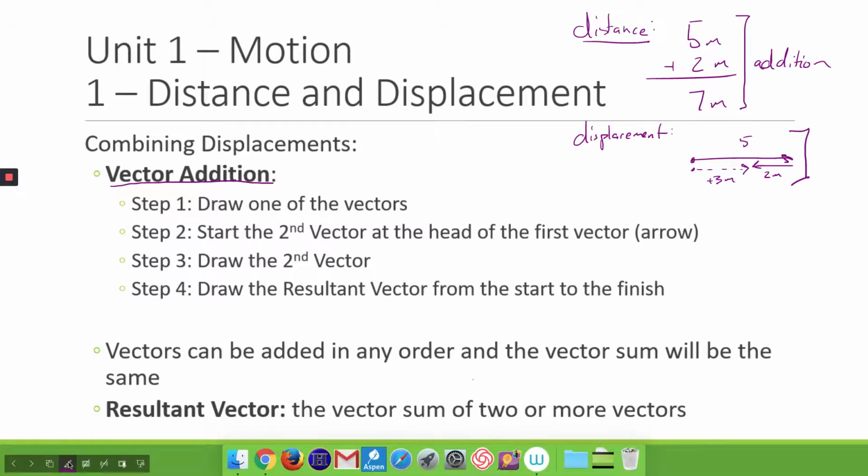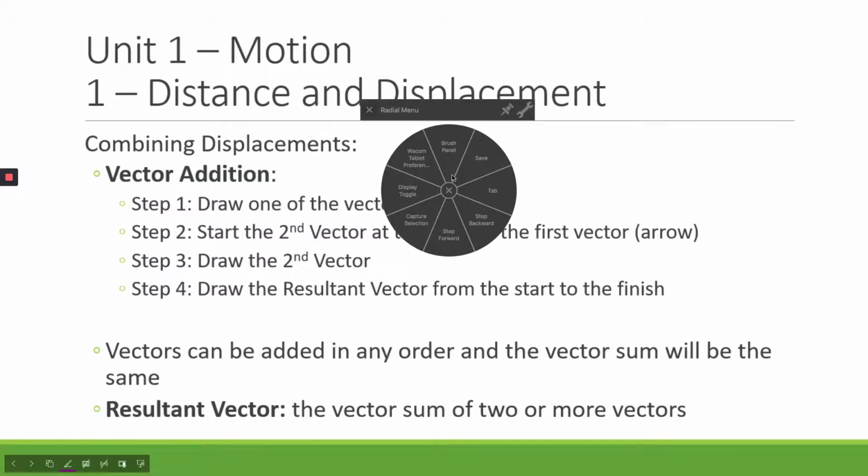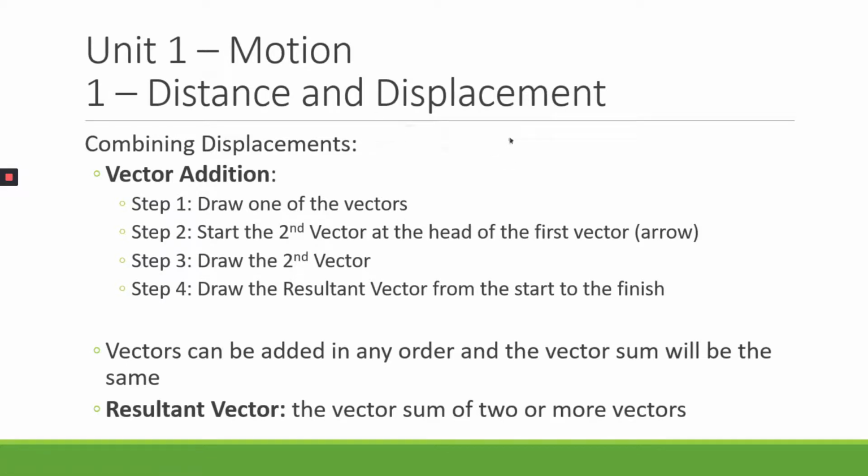So let's clear this screen so that we can do this. All right, so vector addition. Let's do 10 meters north plus 8 meters south. Okay, so we have for sure two vectors, so we can't just do 10 plus 8 because that would say 18 meters, and that is not our displacement. That's not how far we are from where we started.